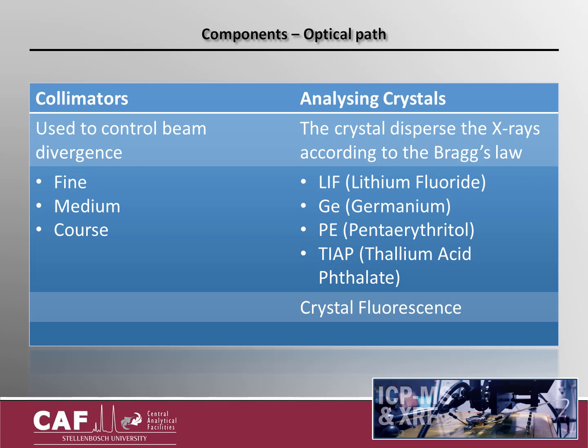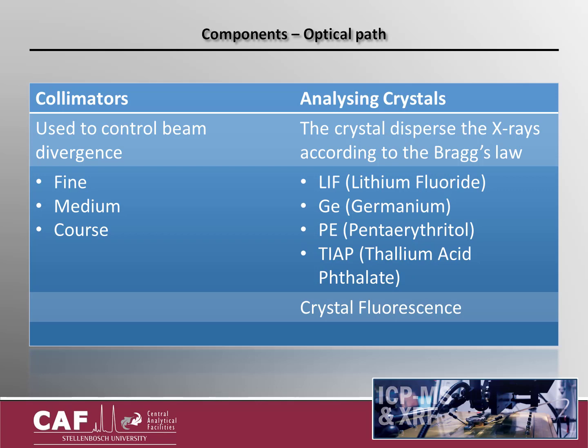The radiation beam from the sample is directed by the collimator onto the analyzing crystals, which in turn disperse the X-rays according to Bragg's law. A number of crystals are used to cover a wide range of wavelengths. The lithium fluoride crystal range is useful for very short to medium wavelengths, which include elements from nickel to uranium. The germanium crystal is used for phosphorus, sulfur, and chloride. Thallium acid phthalate crystal is used for magnesium, sodium, fluoride, and oxygen.